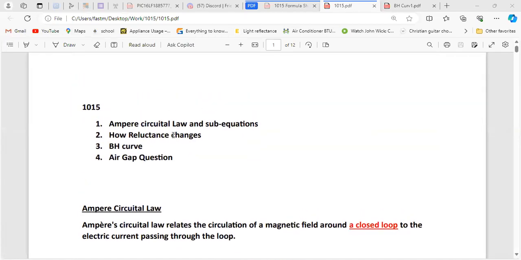So the stuff I want to get done in the time we have: I want to go back through Ampere's circuit law. I want to go through reluctance and how it changes, the BH curve, and an air gap question. All right, and we'll see how it goes.